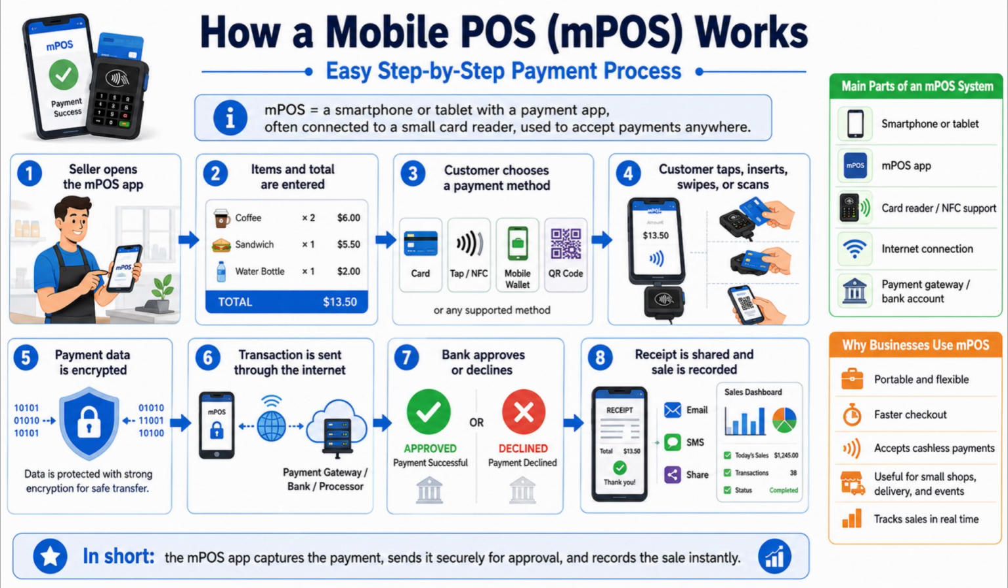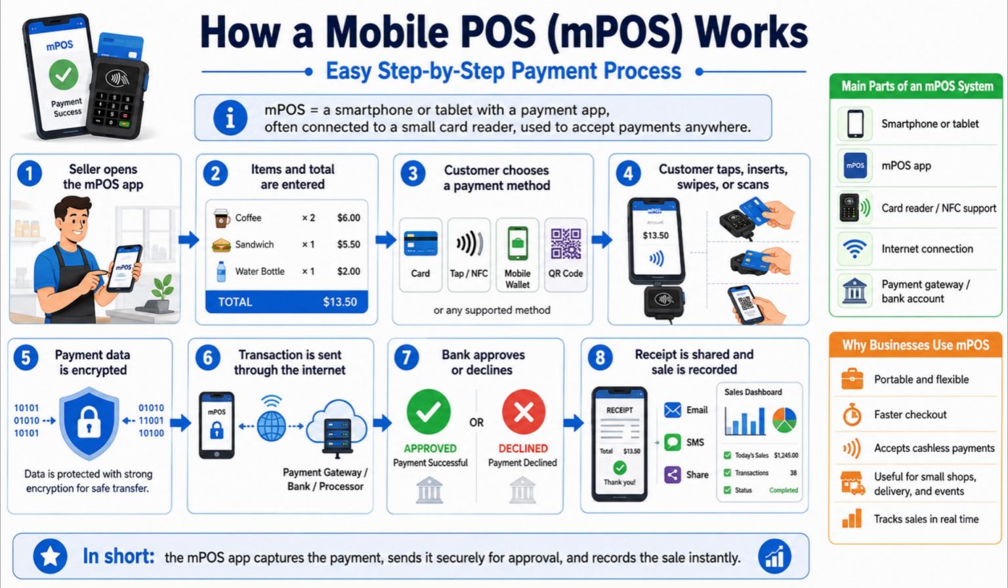In this video, we will discuss how a mobile POS or mPOS works step by step in a simple and easy way. To begin with, a mobile POS is a smartphone or tablet that uses a payment app, and it is often connected to a small card reader. It allows a seller to accept payments anywhere, such as in small shops, restaurants, delivery services, markets, events, or outdoor businesses.